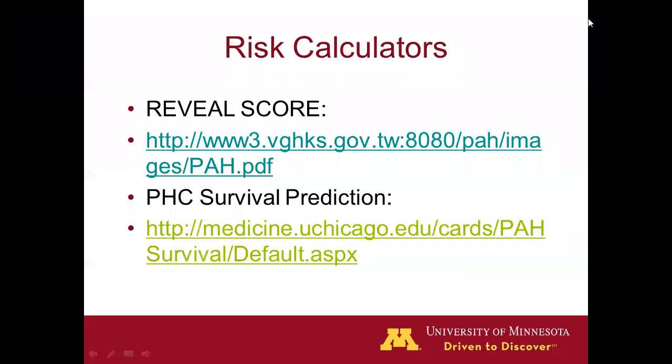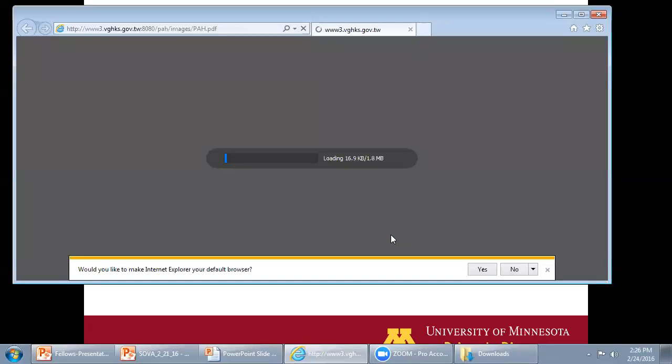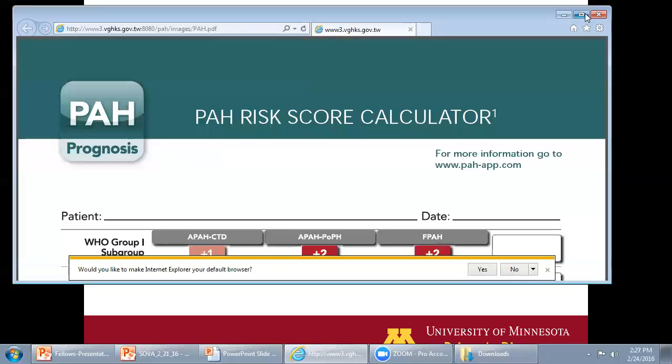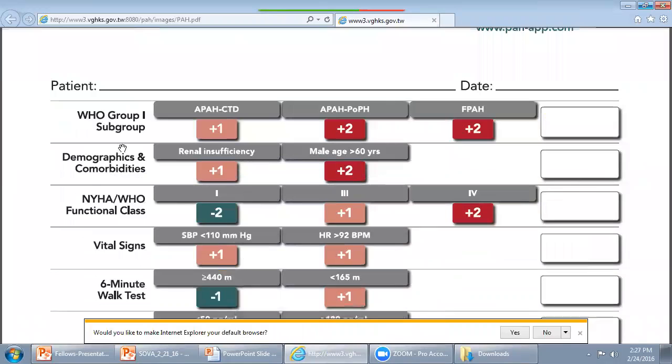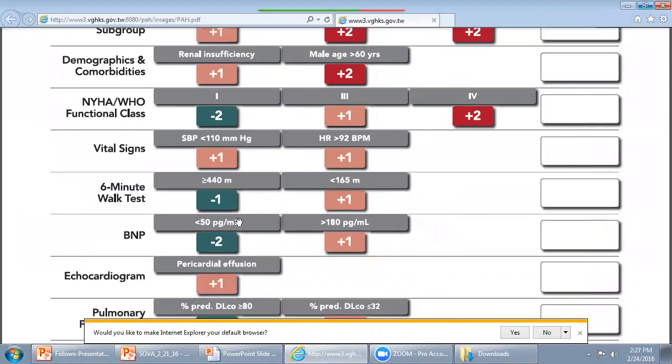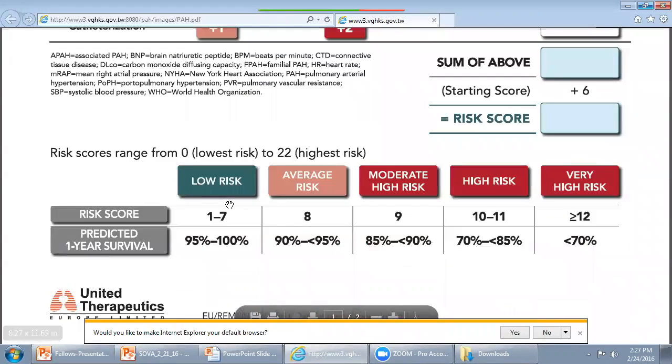The other one which is developed is by the REVEAL registry, and it's a little bit more complex than what we developed, but that's also a pretty good score. We can use it to say whether they're group 1, what comorbidities they have, what is their functional class, vital signs, 6-minute walk distance, BNP, and so on. You put this in, you have a score, and then you say low risk, average risk, moderate risk, high risk, or very high risk. So based on that, you can also decide how sick they are.